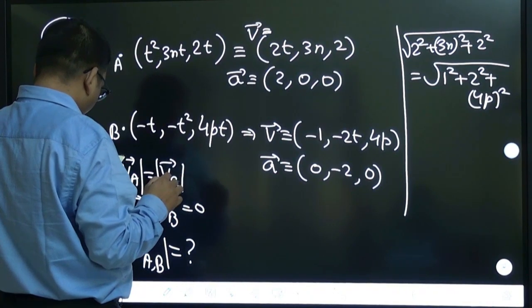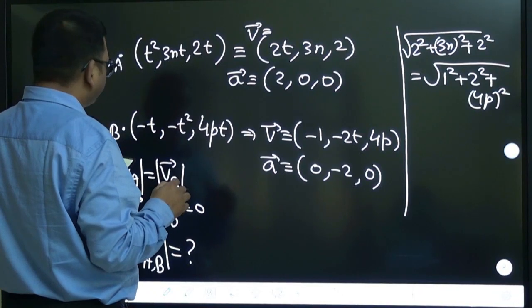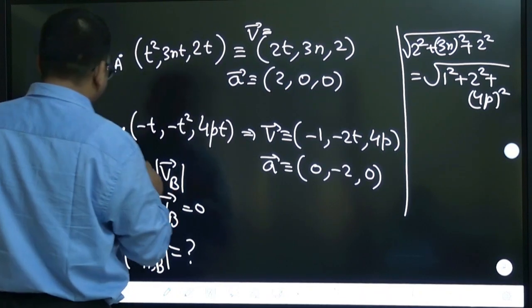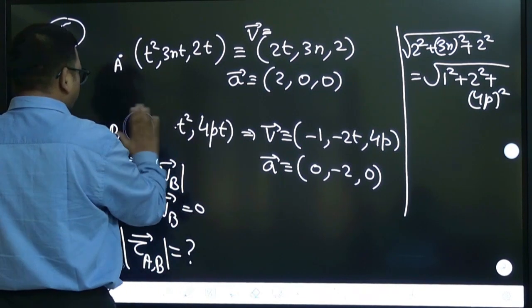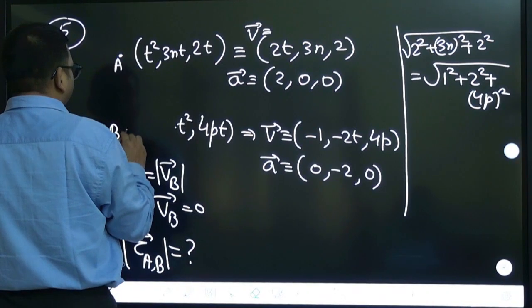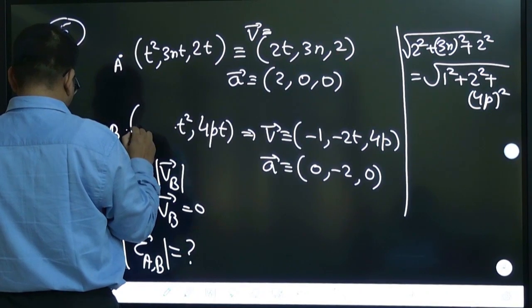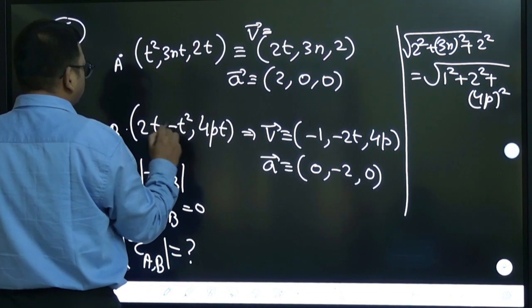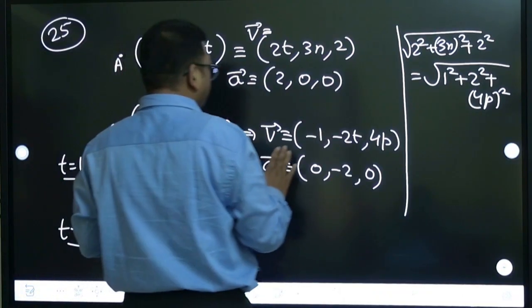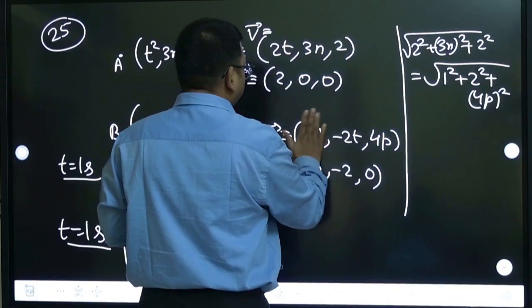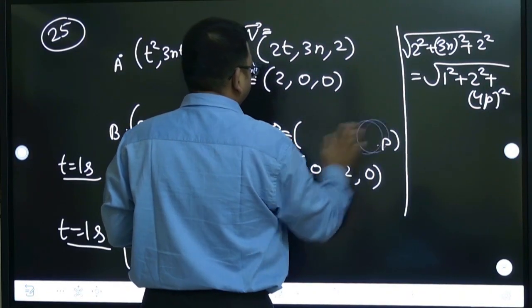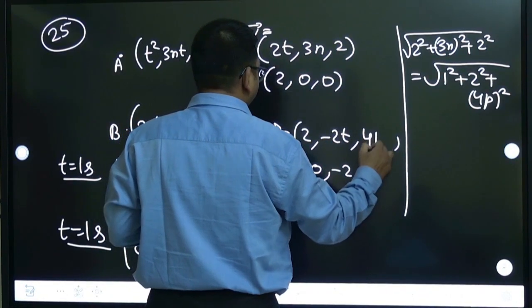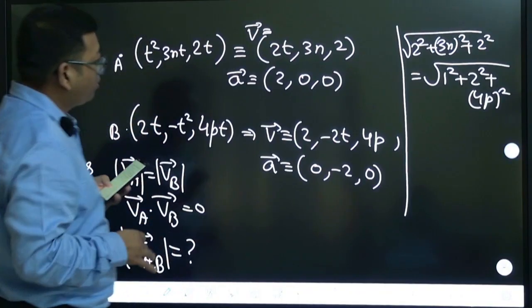Beta 2 is minus 1, beta 1 is how much? Beta 1 is 2. I think I made a mistake here. This is 2. Beta 1 is 2t and this is minus t square. Okay, so its differentiation will become 2, right? Here the differentiation becomes 2 minus 2t and 4p. Okay, anyway, now it is correct.